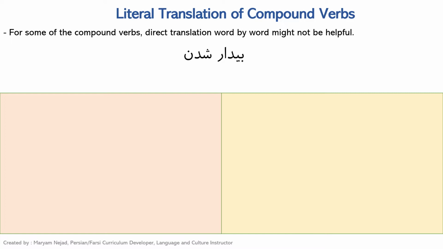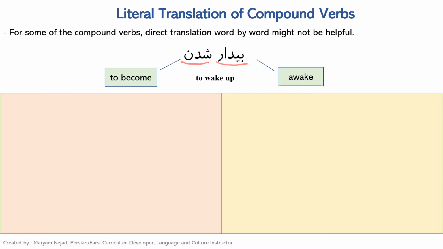So we have the compound verb بیدار شدن. If you know the meaning of the non-verbal part بیدار and you know the meaning of the simple verb or the verbal part شدن, then it's kind of easy to guess the meaning of this verb. So to become awake, it means to wake up. However, this method does not work with all verbs.